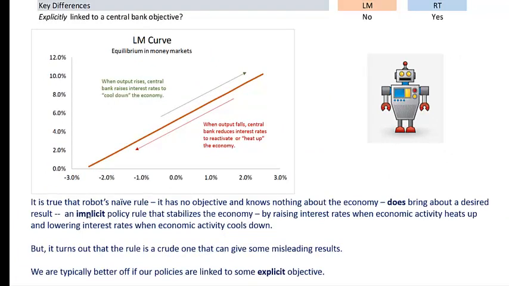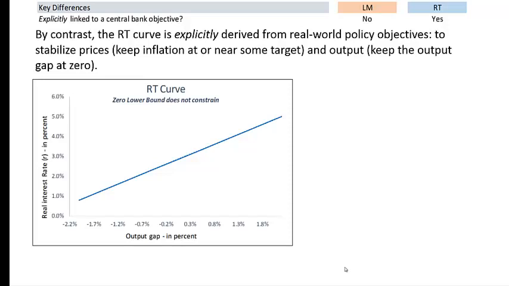So there is an implicit rule here, but it turns out that this rule is a kind of crude one, and it can give some misleading results. And we are typically better off if our policies are linked to some sort of explicit objective. Well, in fact, as a matter of contrast, the RT curve is explicitly derived from real-world policy objectives. These objectives are to stabilize prices, that is, to keep inflation at or near some target, and output, that is, to keep the output gap at or close to zero.